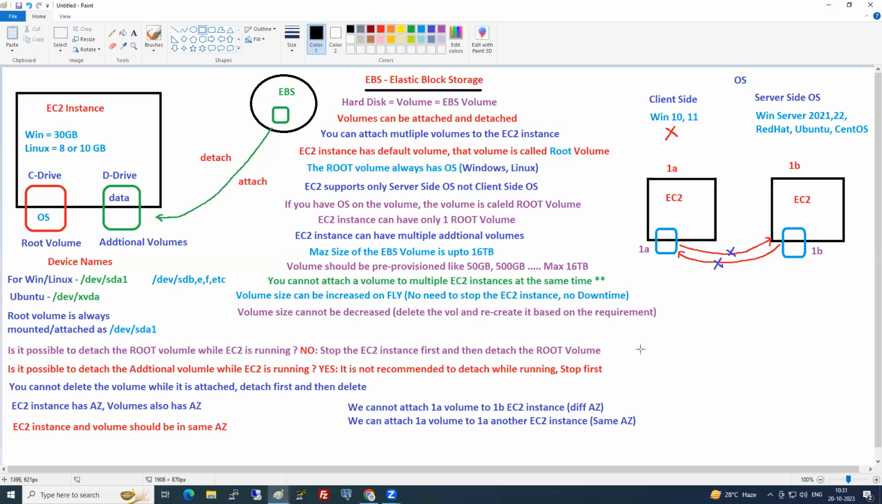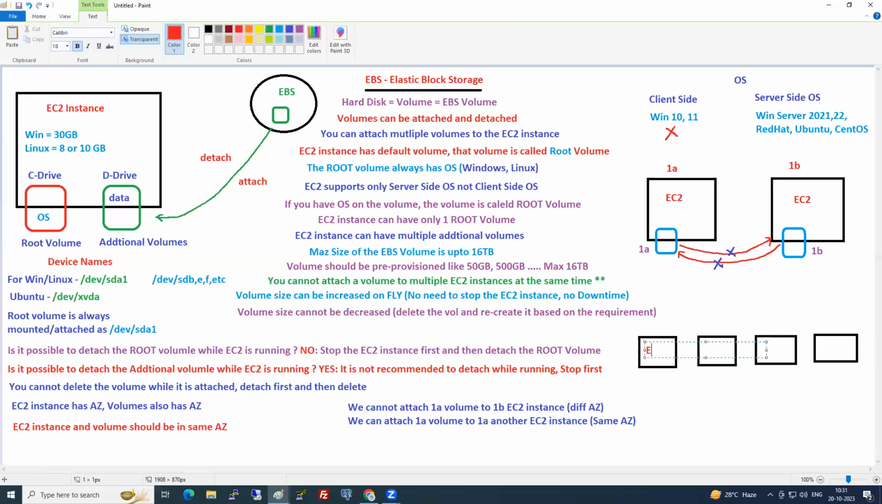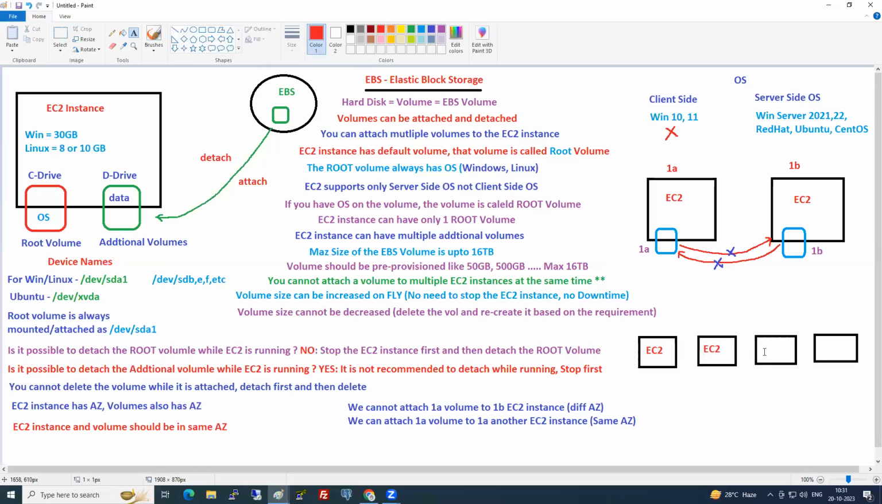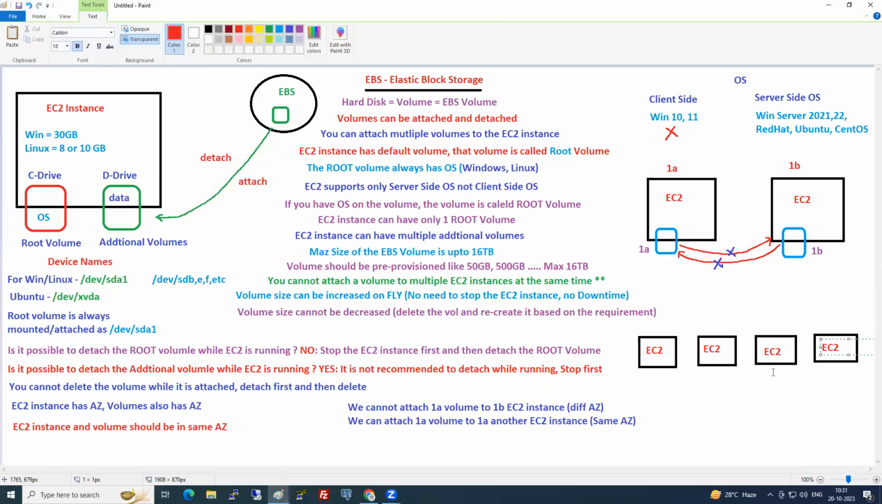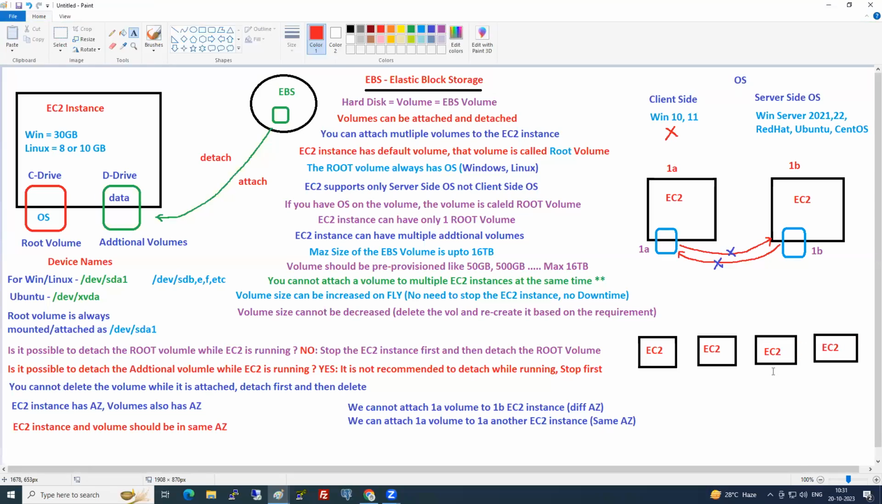Okay, I am giving you one more scenario here. How many EC2 instances are there here? 4. Why 4? Because I don't have space. So here we have 4.